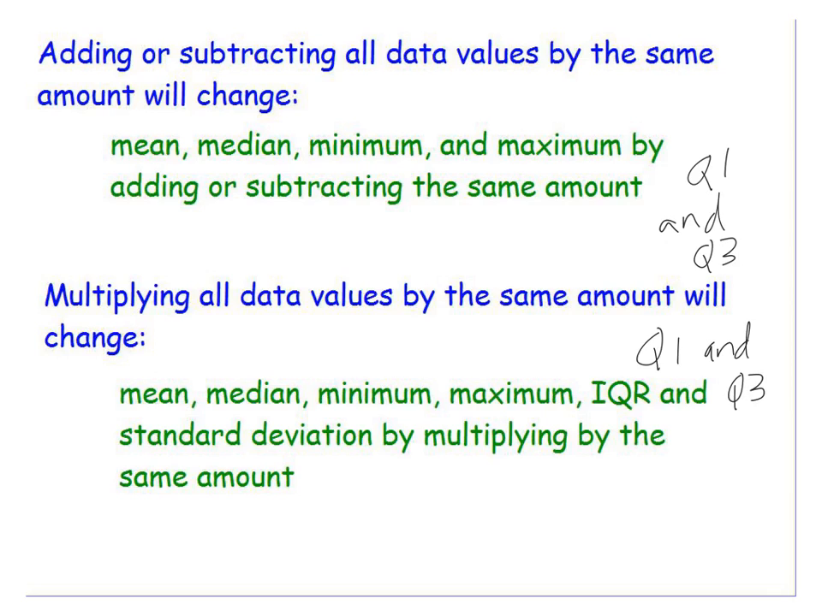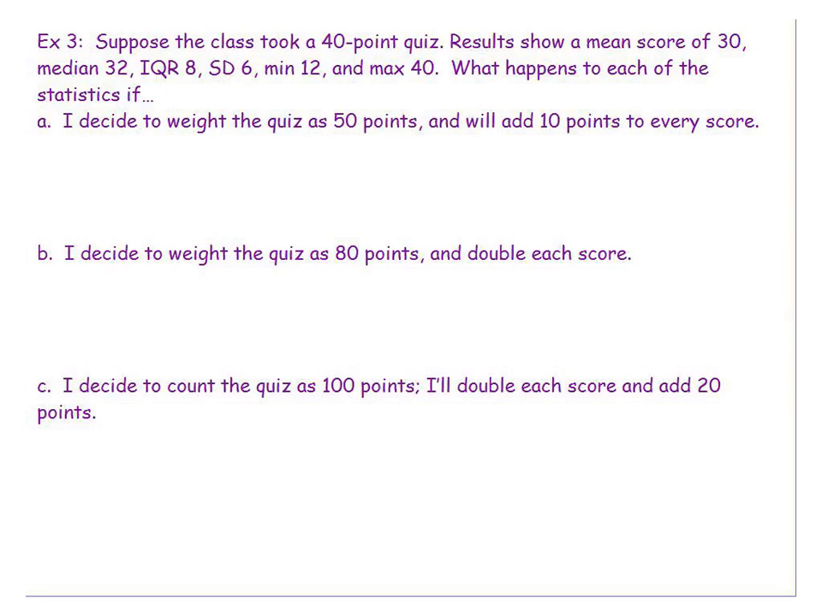We're going to apply this to some thinking. Remember, IQR and standard deviation are only multiplying. So let's apply this to some examples. Suppose the class took a 40-point quiz. Results show a mean of 30, a median of 32, IQR 8, standard deviation 6, minimum 12, and maximum 40. What happens to each of the statistics if I decide to weight the quiz as 50 points and I add 10 points to every score?